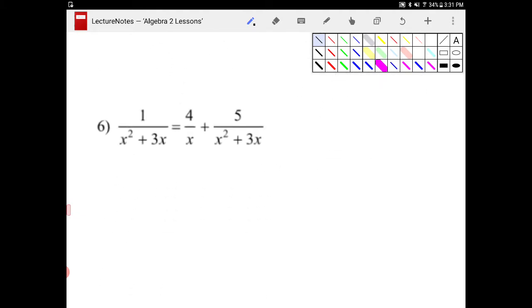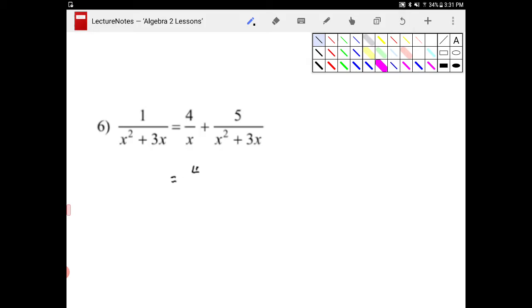Alright, again, in a very similar manner, what we need to do is create common denominators here. Looking at these expressions over here, these have a common denominator. I have to make this fraction have the same denominator.